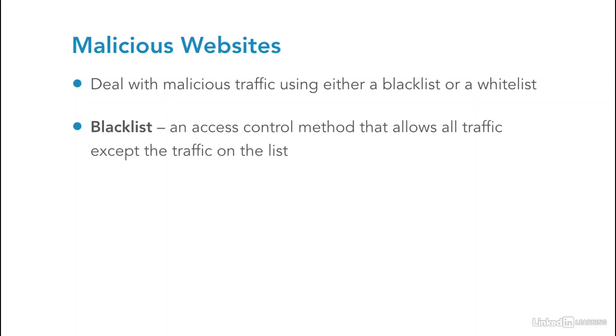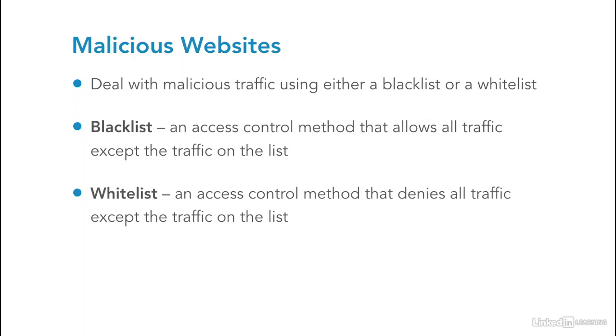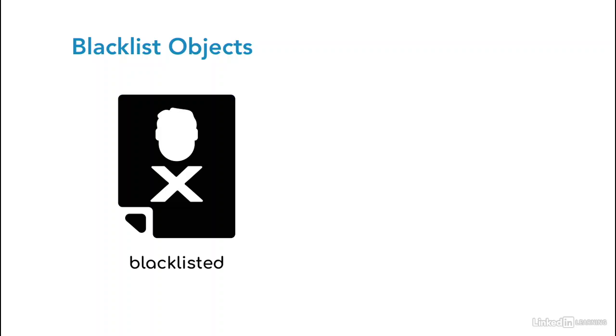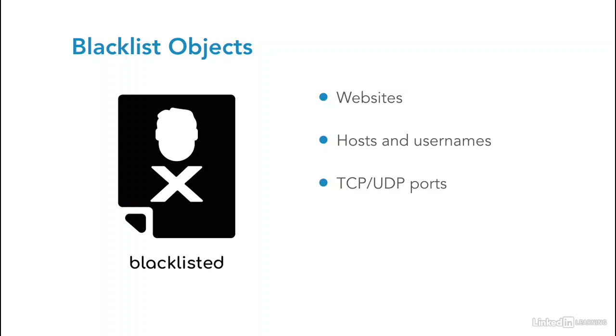A blacklist is an access control method that allows all traffic except the traffic on the list. A whitelist is an access control method that denies all traffic except the traffic on the list. A blacklist can be a valuable resource to reduce risk by denying access to potential malicious traffic that can include websites, hosts and usernames, TCP and UDP ports, ICMP types and codes, and specific file extensions.